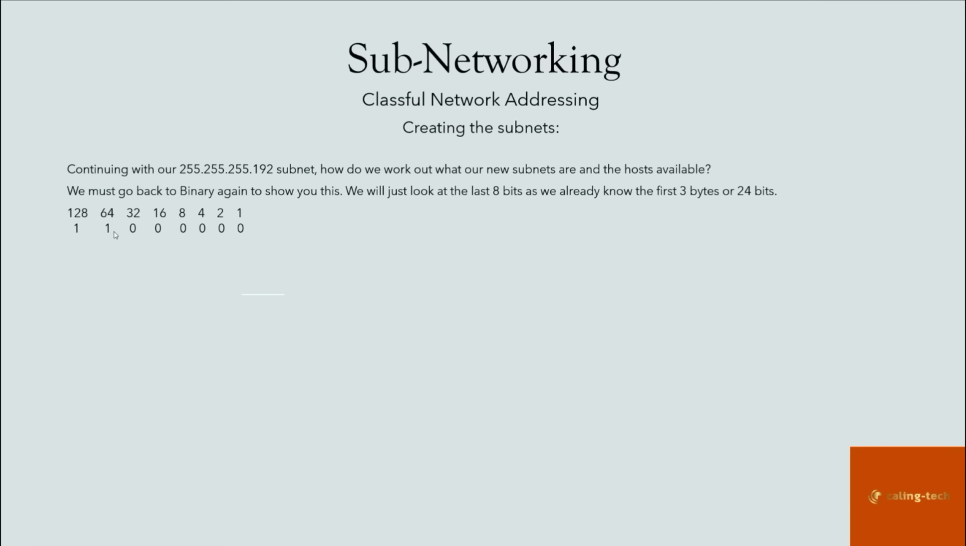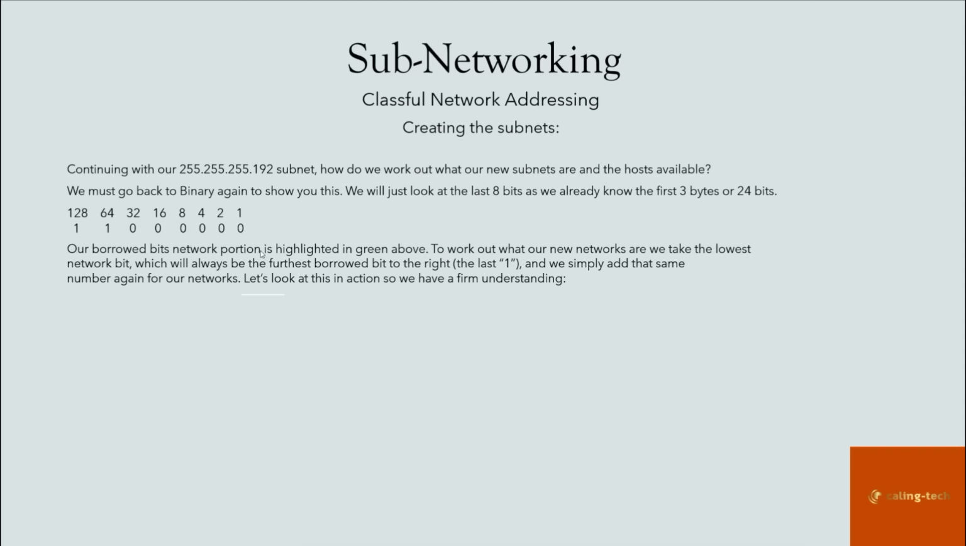That means these first 2 parts are the network, and that'll be highlighted in green as we do this now. The zeros are the host portion. So to work out what our new networks are, we simply take the lowest network bit, which will always be the furthest borrowed bit to the right, or the last one. In other words, in this case, the 64. And we simply add that same number again for our networks.